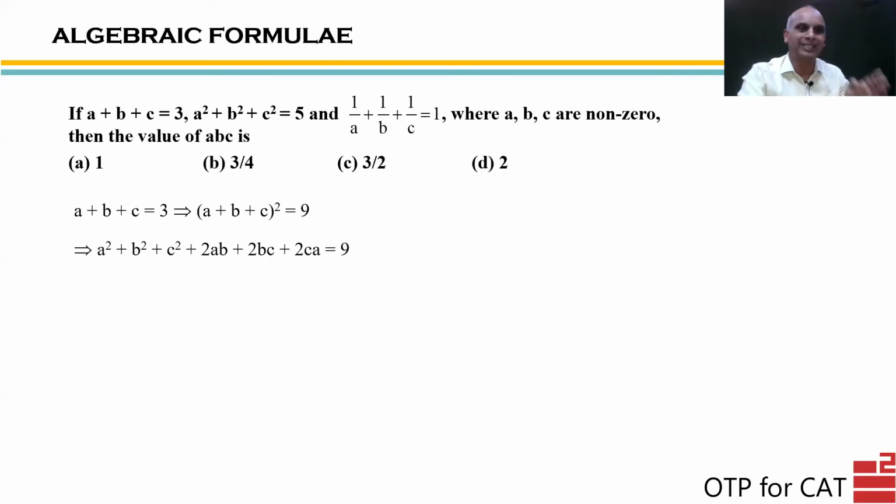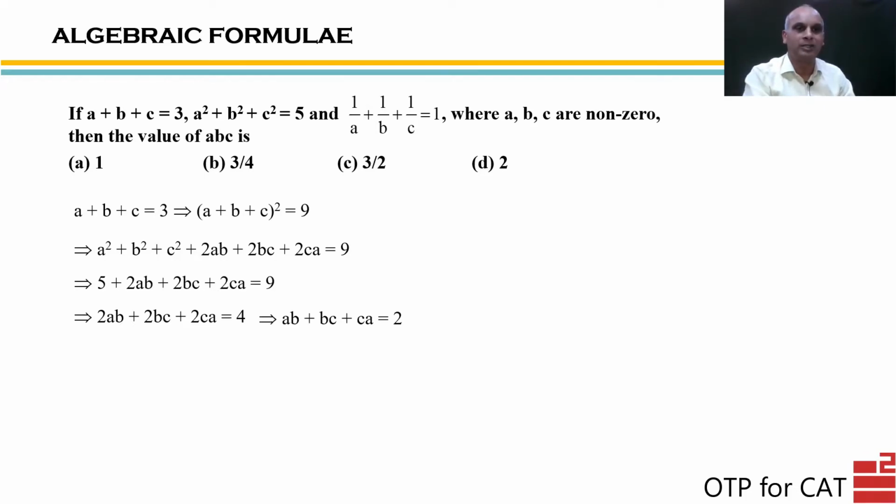So I'll get a square plus b square plus c square plus twice of this is equal to 9. Replacing the first expression by 5, I get 5 plus twice of this is equal to 9. Simplifying further, I'll get twice ab plus twice bc plus twice ca is 9 minus 5, which is 4, and dividing by 2 on both sides, I'll get ab plus bc plus ca equal to 2.